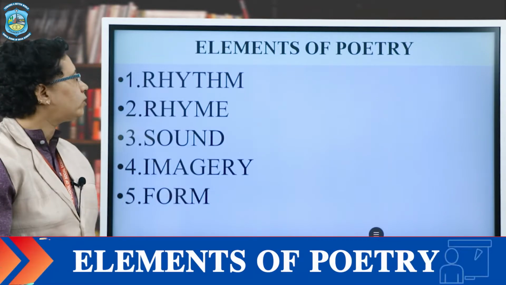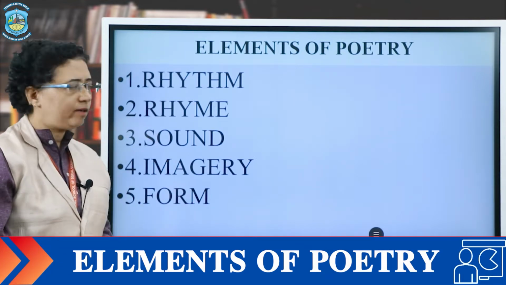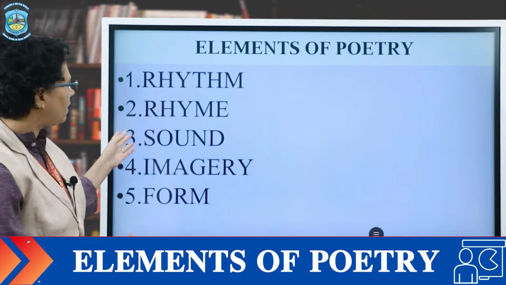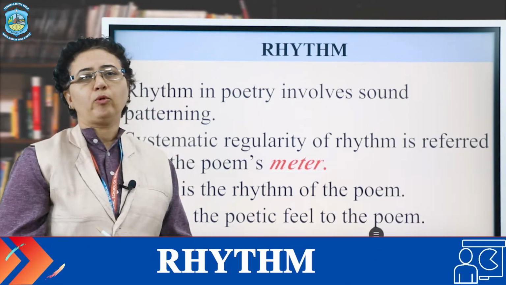So today we are going to look into the various elements of poetry. They are 5: rhythm, rhyme, sound, imagery and form. Rhythm is the first element of poetry.